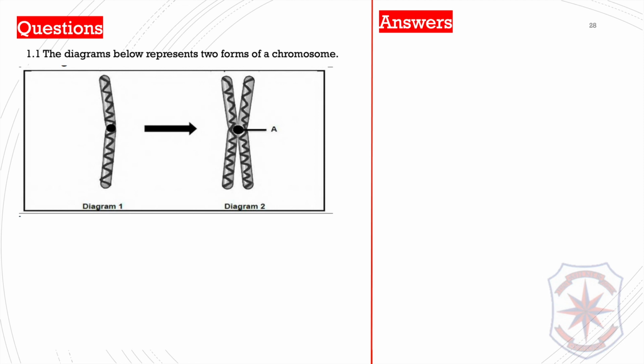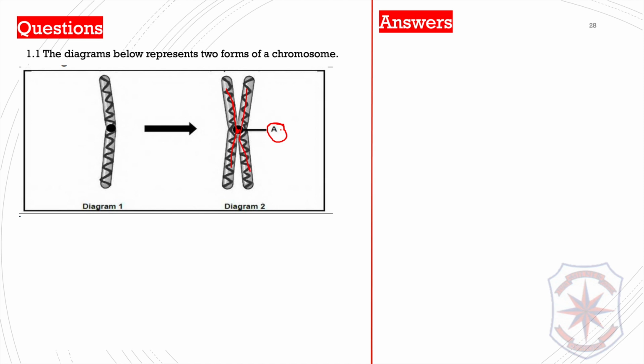Now, what do we do when we get a diagram? We study the diagram first before we even look at the questions. That's why I've hidden all the questions prior. Diagram 1 is a chromosome. How does it differ from diagram 2? Diagram 1 has one chromatid, whereas diagram 2 has two chromatids. So diagram 1 is an unreplicated chromosome because it contains one chromatid, and diagram 2 is a replicated chromosome because it contains two chromatids. And in a replicated chromosome, the two chromatids are held together by a centromere. Therefore, A would be a centromere because, as you can see, it is in the middle and it is holding the two chromatids together.